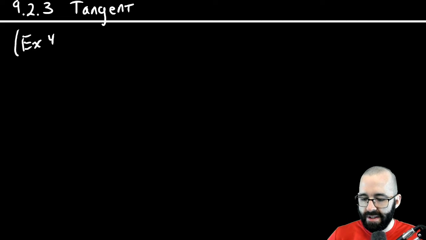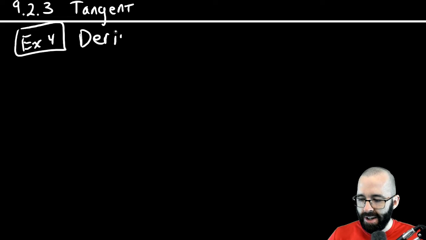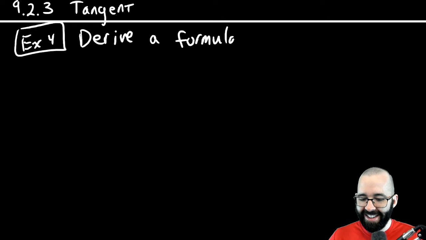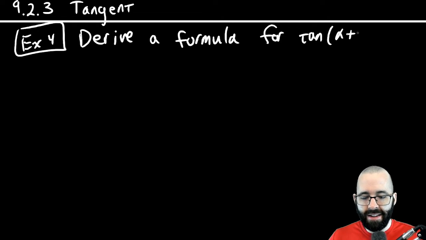All right, let's talk about the sum and difference formulas for tangent. This time, we're going to start this video a little different. We're going to start this one with an example instead of with a formula. Derive a formula for the tangent of alpha plus beta.